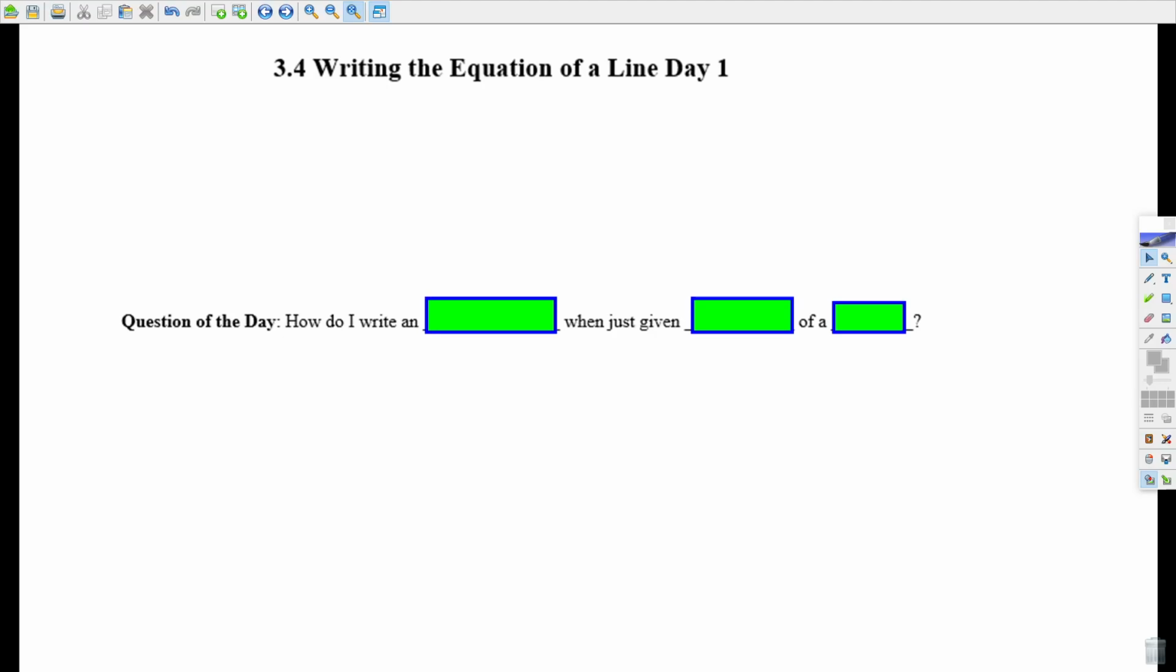So for 3.4, we're going to be doing 2 different days. So we have a day 1 and a day 2 here. So they kind of go hand in hand. So this one actually will be fairly short, I think, to get through because I split this section in half.